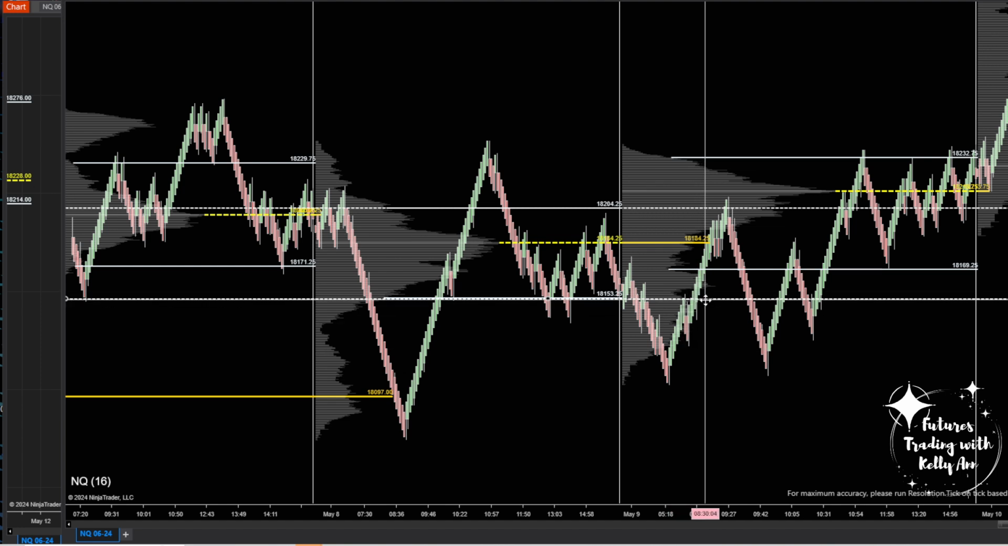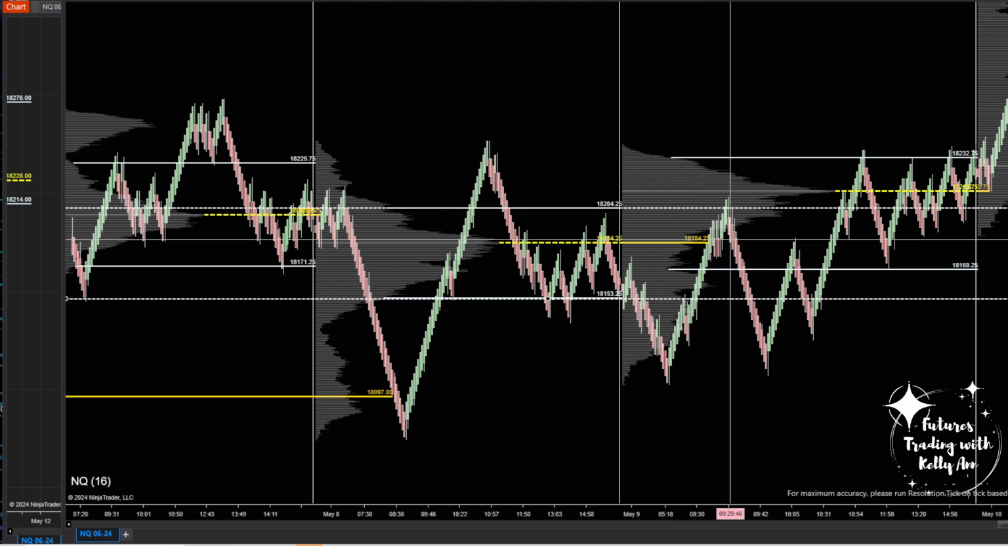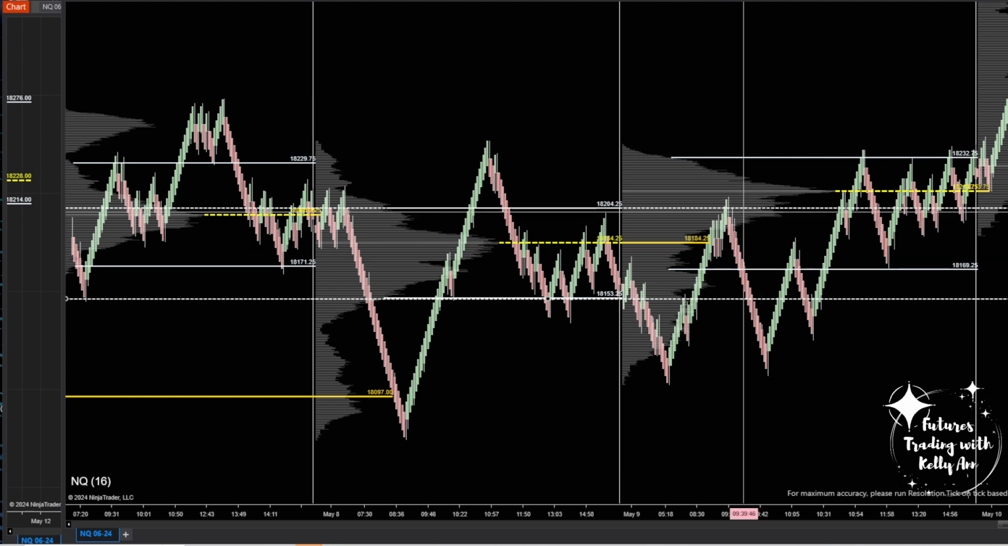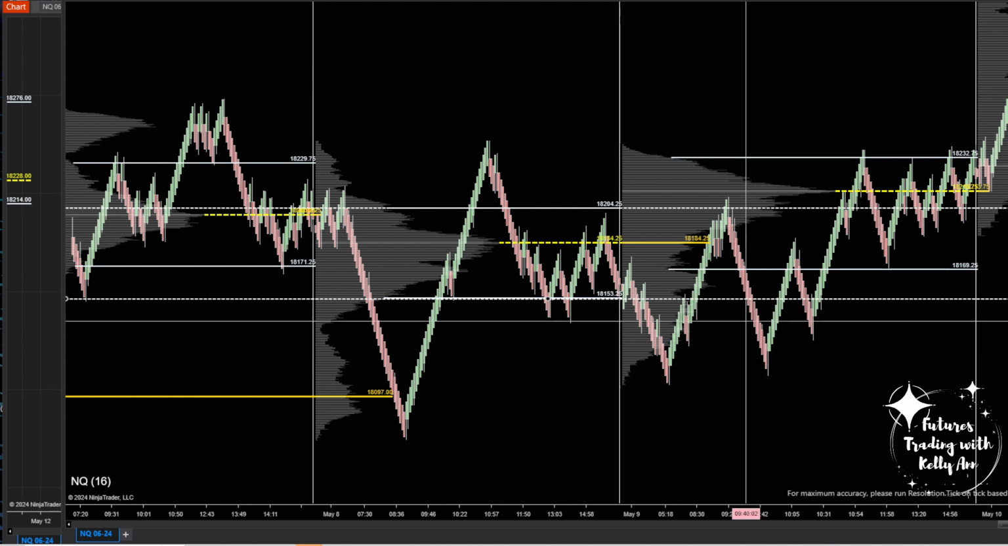Then we re-entered value area. They would have taken the long, the swing to value area high, the POC, and then value area high. That was a successful rotation. 53 to 2001. That's almost 40 points.